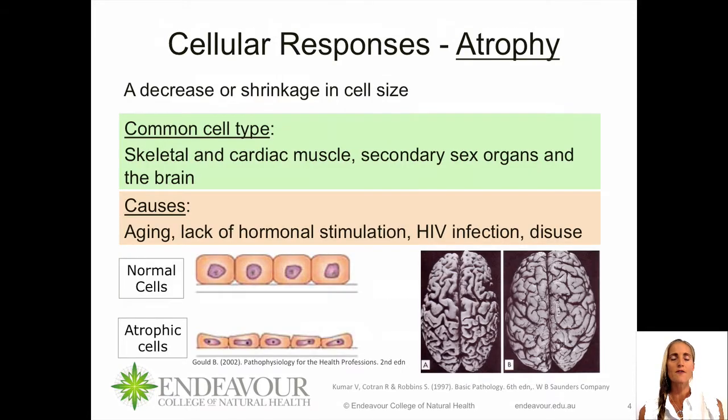Atrophy refers to the decreasing or shrinkage of cell size. This commonly happens in skeletal and cardiac muscle, in secondary sex organs, and the brain. Some of the causes are aging, lack of hormonal stimulation, HIV infection, and also disuse. Some examples are hormonal changes, such as lowered estrogen levels in menopausal women, which can cause atrophy of the cells in the vaginal mucous membranes. Lack of use of skeletal muscle in people who are bedridden will cause atrophy in those skeletal muscle cells.